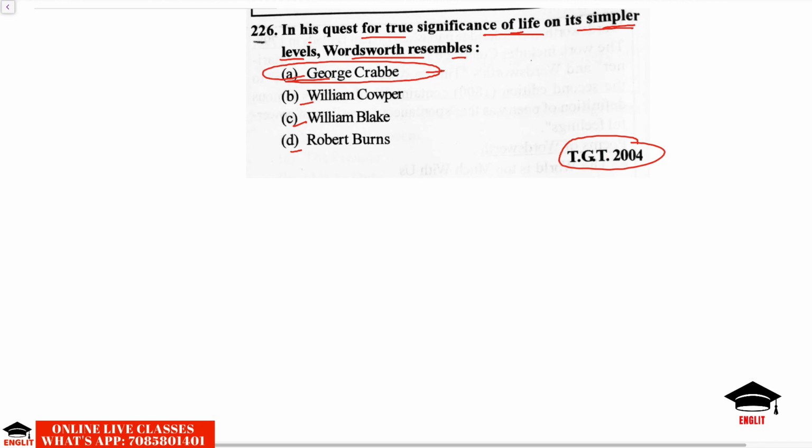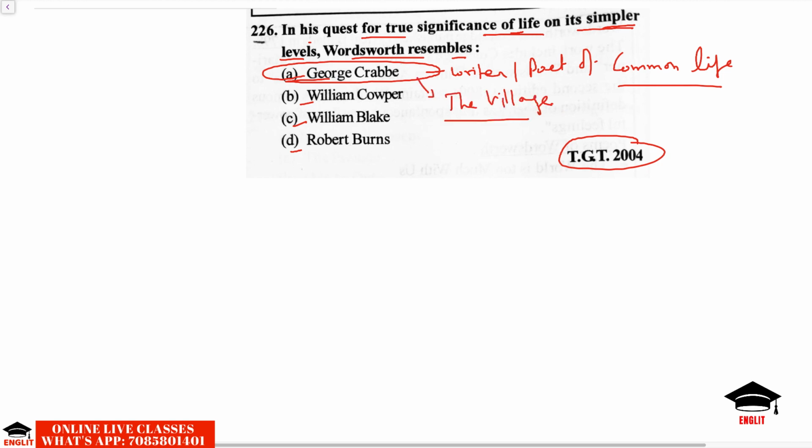George Crabbe, as we know, was a writer or poet of common life, and he shares many things with Wordsworth as far as the treatment of rustic pastoral life and its simplicity. Moreover, he was a friend to William Wordsworth as well. His important poems are The Village, published in 1783, and The Borough, published in 1810. He is basically known for these two important and famous poems.